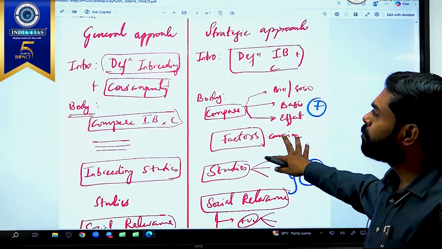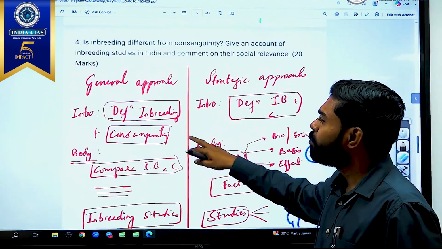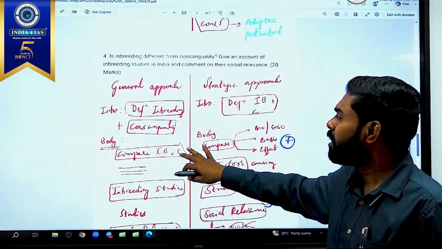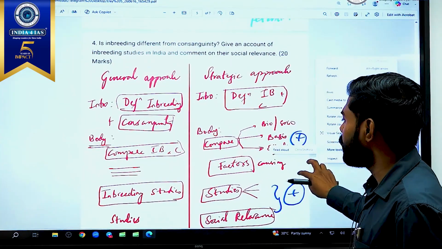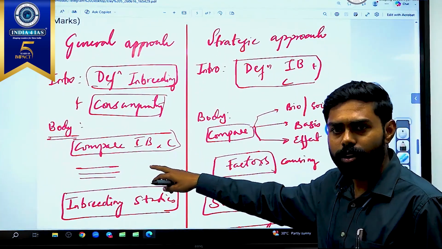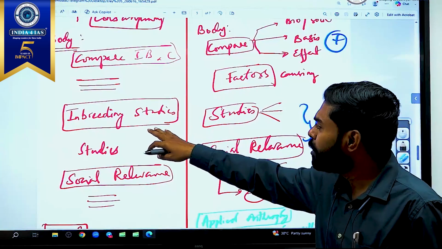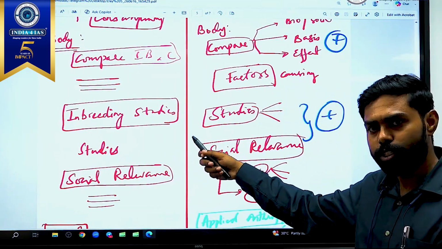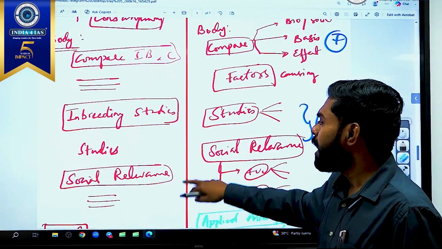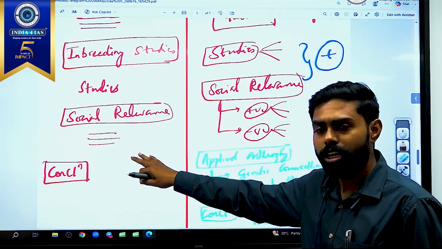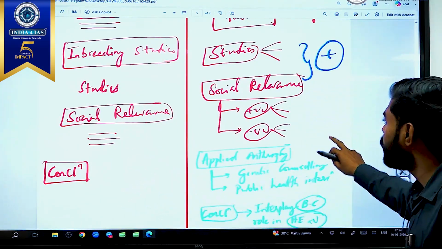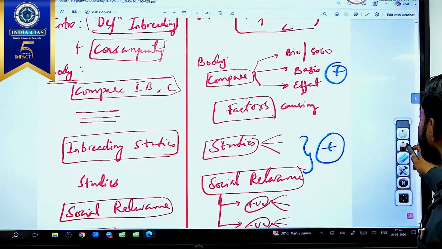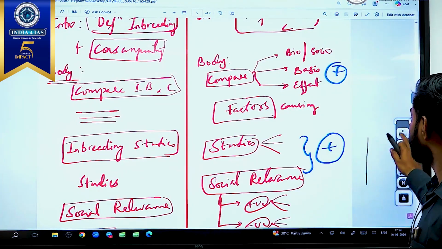So the general approach is the same: defining what is inbreeding and consanguinity, and then comparing inbreeding and consanguinity. What are the causes of it? What is the effect of it? And then inbreeding studies in India, we can list out some studies, one, two, or three, based on what we remember. And then we can list out the social relevance and conclude briefly. And I'm trying to do the same thing here, but in a bit more structured manner.